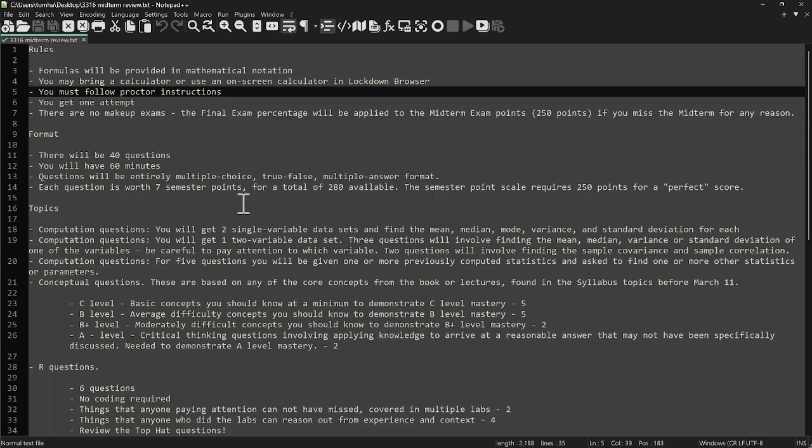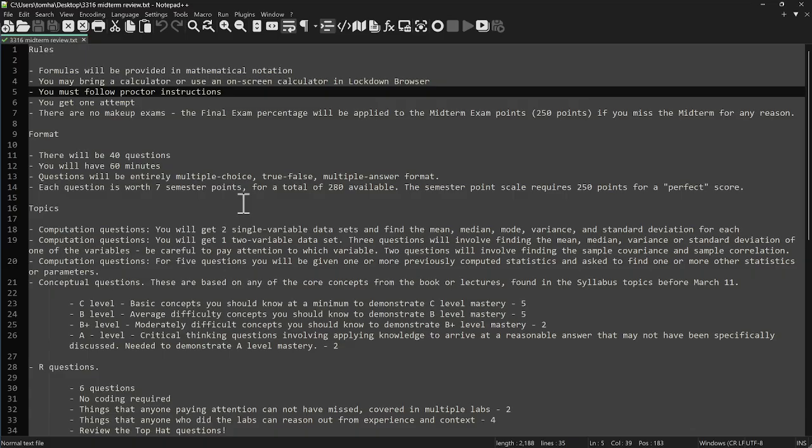The sample correlation, it's not the same as finding the standard deviation, but it's similar in that you take the covariance and you put it into a formula with some other things. So understanding how these work is going to do you more good than necessarily referring to the formulas.